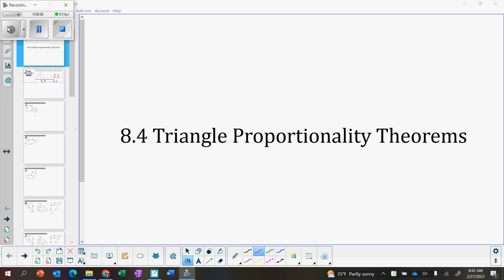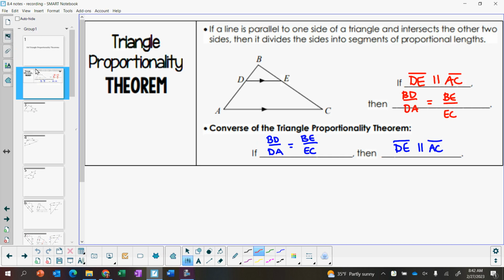Section 8.4, triangle proportionality theorem. So the first triangle proportionality theorem we're going to look at is: if a line is parallel to one side of a triangle and intersects the other two sides, then it divides the sides into segments of proportional lengths.